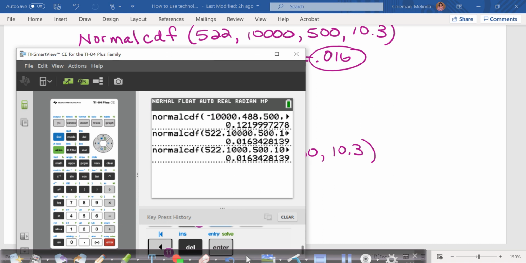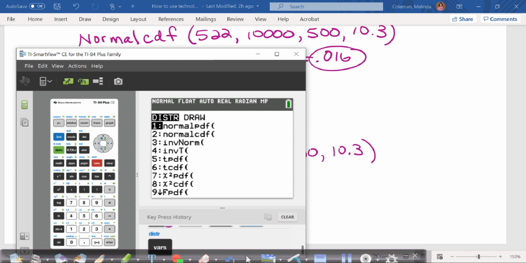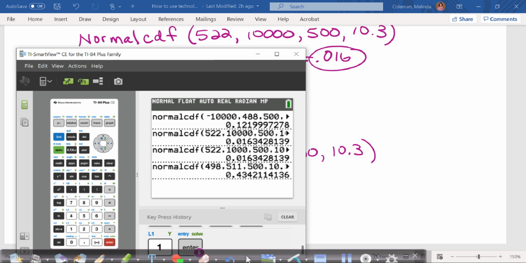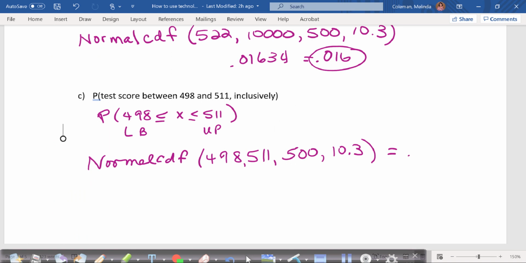Now this time it might be a lot to do the back button. You don't have to do the back button at all. If you went back to second bars, hit number 2. Now my lower bound, we said, was 498. Hit enter. My upper bound was 511. Standard deviation is still 500, mean is still 500, standard deviation 10.3. Hit paste. Hit enter, and I have 0.434211. If we rounded that, it would be 0.434.